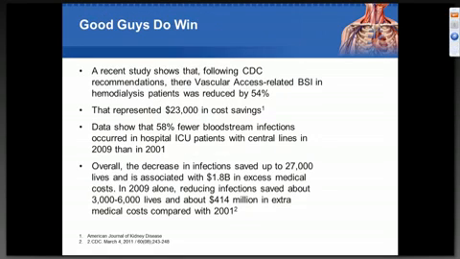Well, the good news: a recent study showed that following CDC recommendations, vascular-associated bloodstream infections in hemodialysis patients were reduced by 54%. And again, these were in an outpatient setting alone, and there is a lot more opportunity in inpatient also. That represented $23,000 in cost savings per patient. Data has shown that 58% fewer bloodstream infections occurred in hospital ICU patients with central lines in 2009 than 2001. So whatever we're doing is making an impact. Overall, the decrease in infection saved up to 27,000 lives and was associated with almost $2 billion in savings. In 2009 alone, reducing infection saved about 3,000 to 6,000 lives and $414 million.